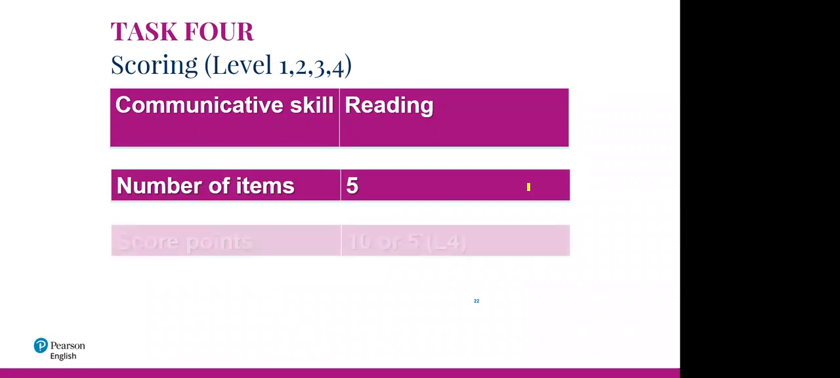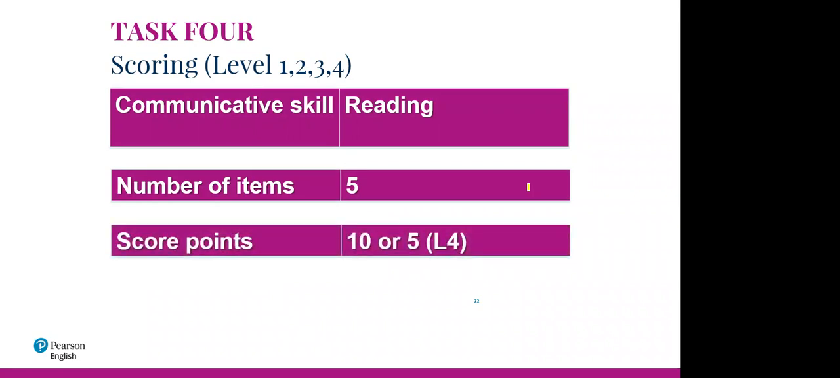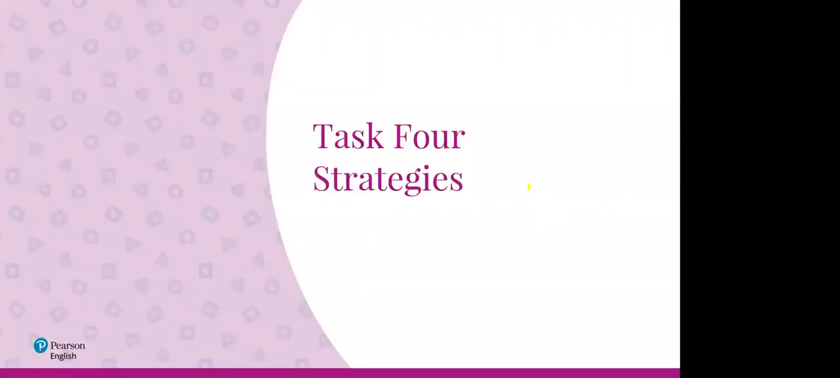So there are 5 items, and each correct item is worth 2 or 1 point. So there are 10 score points in levels 1, 2, and 3, and 5 score points at level 4.